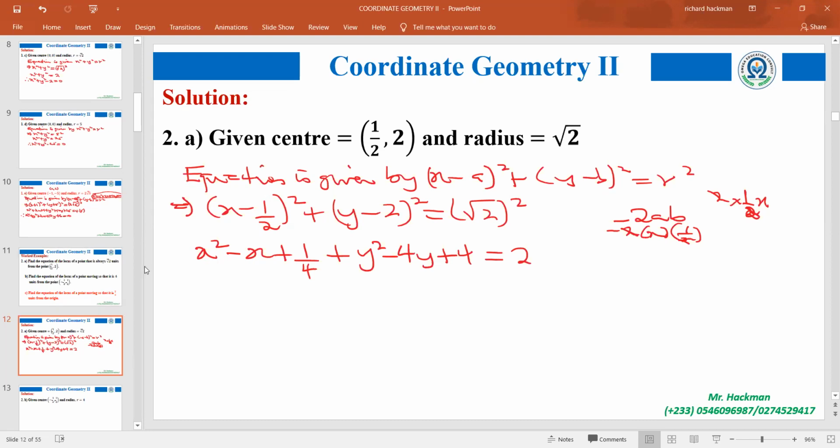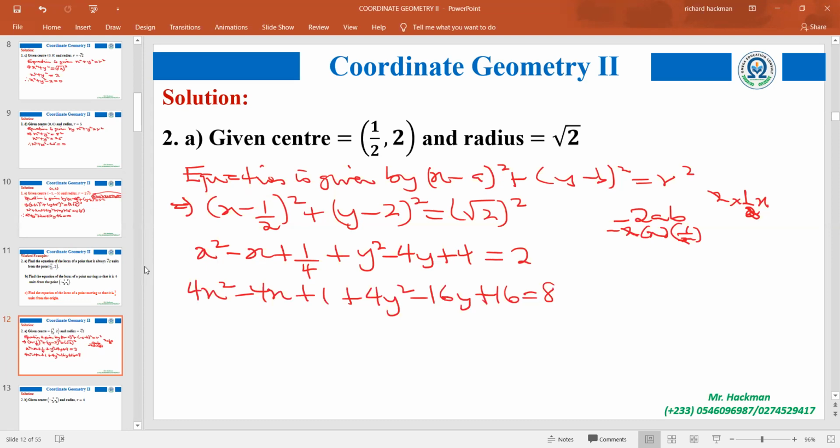So in this case, what do we get? We get 4x squared, minus 4x, plus, if you multiply this one by 4, the 4 will cancel, so it will be 1. Plus, this one by 4 will give us 4y squared. This one by 4 will give us minus 16y. This one by 4 will give us plus 16. And it's equal to what? 2 times 4, which is 8. All correct?